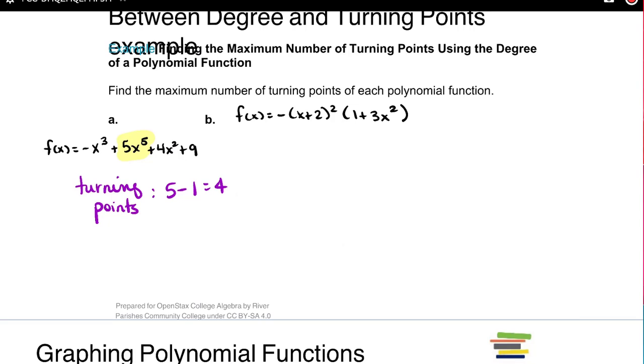For this next one, to find the degree you can add the multiplicities. So here's a multiplicity of 2, and that's 2, so 2 and 2 would be a degree of 4. So the number of turning points is 4 minus 1, which is 3.